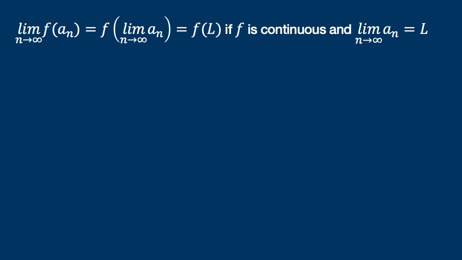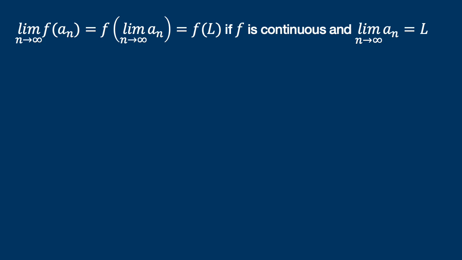There is an important property that connects sequences and continuous functions. So here f is continuous, and the limit of the sequence is going to be L. We can find the limit of f(a_n). The limit can go into the function. Find the limit of the sequence first, then evaluate the function; that's going to be f of L.